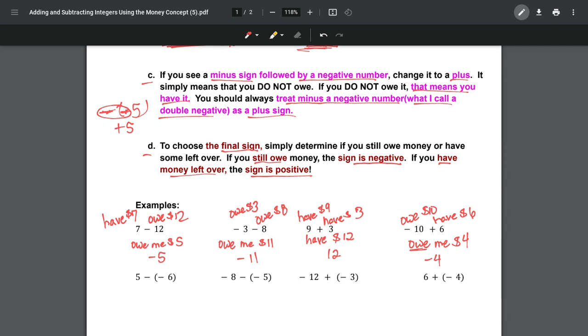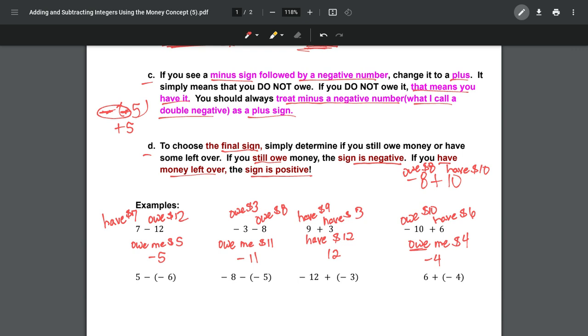Now, let me show you something like this. I'm going to add this, okay, guys? Suppose we had negative 8 plus, I don't know, plus 10. Well, you owe me 8, but you have 10. Well, in this particular case, you got $10. Please don't give me all your money. You only owe me $8.